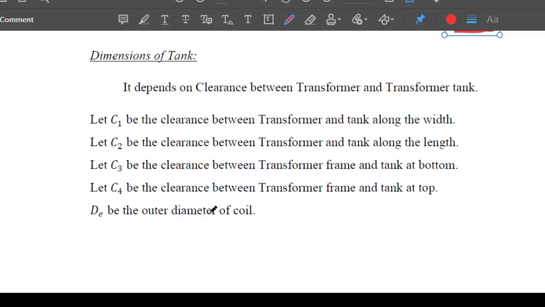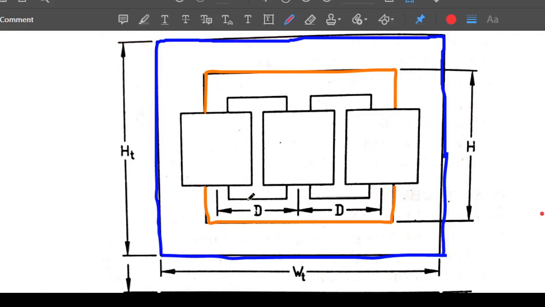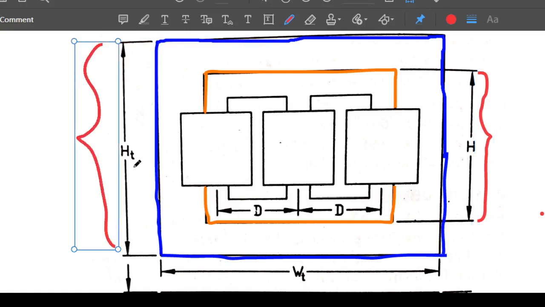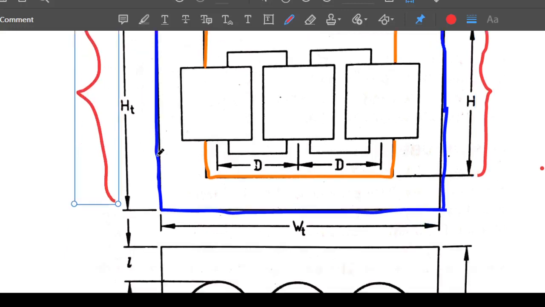Okay. Now look at this diagram. I have just highlighted the transformer with one color and the tank with another color. This orange color tells you the transformer layout. Okay, this we have already seen. You know what is meant by capital D. And what do you mean by this H? This H is nothing but the height of your transformer, which we have seen in the previous topic, right? Now, this blue color line indicates the height of the tank. So you can see this here. What is HT? HT is nothing but the height of the tank. Similarly, this WT is nothing but the width of the tank.